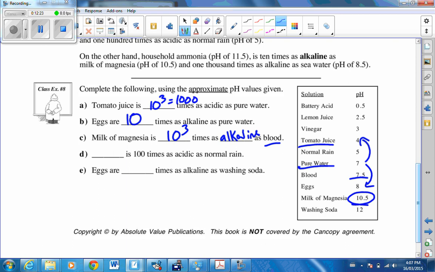What is 100 times as acidic as normal rain? Normal rain is 5. 100 times acidic would be 10 to the 2, so I need to look 2 jumps away. There it is, it's vinegar. 2 units away. Vinegar is 100 times as acidic as normal rain. Eggs are, here they are, 8. Washing soda is 12, and eggs are less acidic. So it would be that times 10 to the 4, or a -4 change.